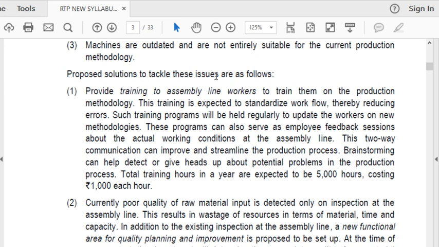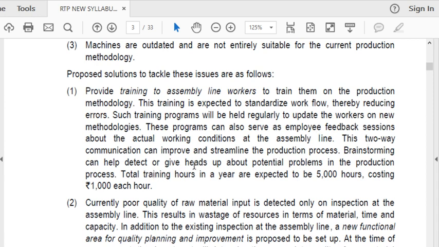So proposed solutions to tackle these issues are as follows. Provide training to assembly line workers to train them on the production methodology. This training is expected to standardize workflow, thereby reducing errors. Such training programs will be held regularly to update the workers on new methodologies. These programs can also serve as employee feedback sessions about the actual working conditions at the assembly line. This two-way communication can improve and streamline the production process.